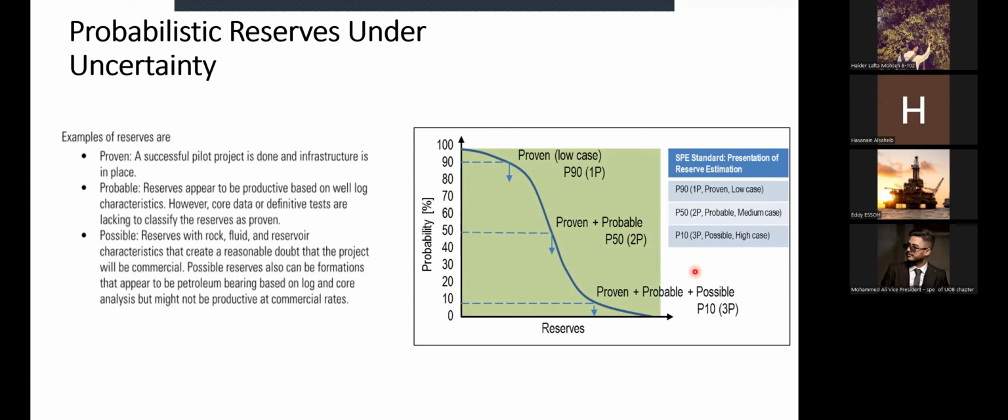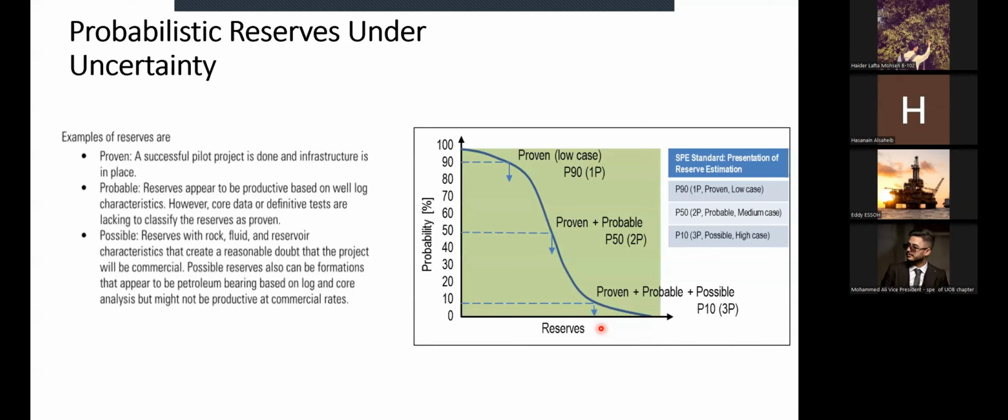That means what is the 50% probability that you are certain. So if you say here P90, P90 is the proven. If you look at the curve, if you take 90 and touch the curve and go down, you have less reserve. While P50 is the proven and probable, so you have more reserve. While proven, probable, and possible will give you highest reserve. But as long as you have less uncertainty, less probability, you have high risk.